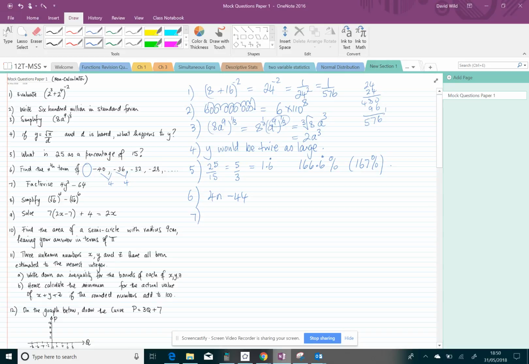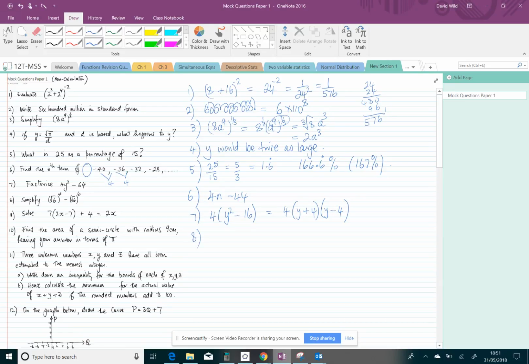Question 7. Factorize 4y squared minus 64. Well, first of all, 4 is a common factor. So we could take 4 out as a common factor, and therefore we've got y squared minus 16. Now we've got a difference of two squares here. Remember, a difference of two squares gives two brackets: y minus 4 and y plus 4, with 4 outside.